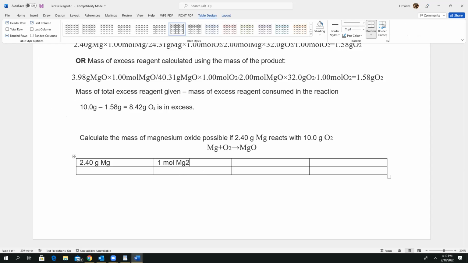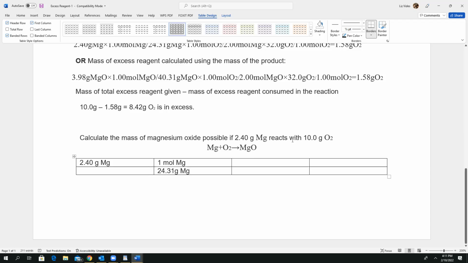24.31. Come on, click. There we go. 24.31. Oh, sorry, this thing sometimes doesn't respond to my touch because I have a light touch apparently. Grams, okay, of Mg.